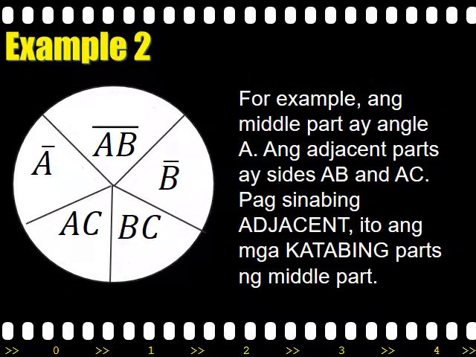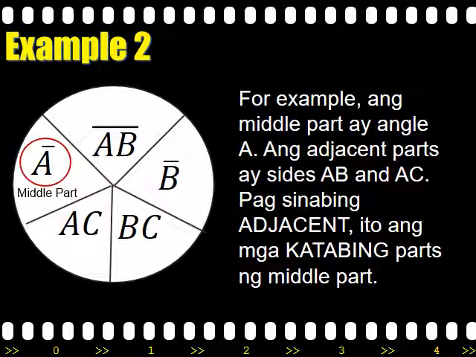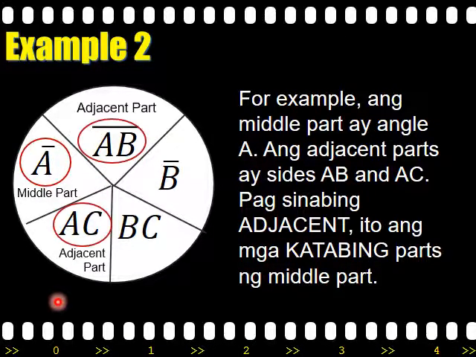Okay, so let's have another example. So this time, paano naman kung ang middle part natin ay si angle A? Okay? So again, kung gagamitin natin yung Napier second rule, dapat yung katabing parts ay consider natin, yung adjacent parts. Okay, so ano yung adjacent parts niya? Yun si AB bar at saka si AC.